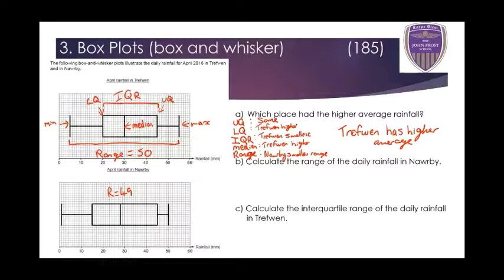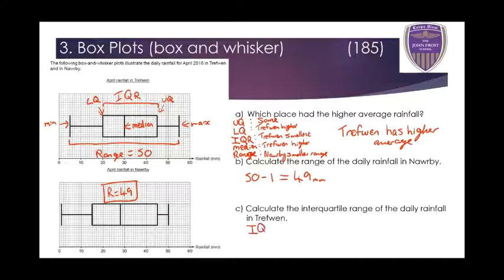Okay. Next question: calculate the range of the daily rainfall in Narrabee. Well, we've already done that. Look at that, we calculated it to be 49. And the way we did that, the max value was 50, the minimum value was 1. 50 take away 1 is 49 millimeters. Job done. The next question is to calculate the interquartile range of daily rainfall in Trevwen.